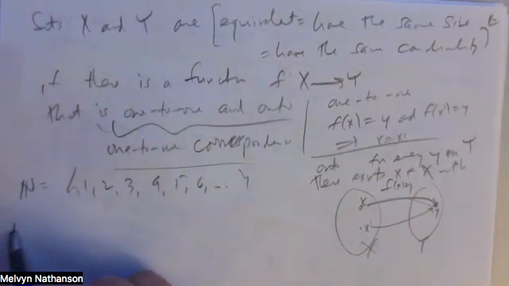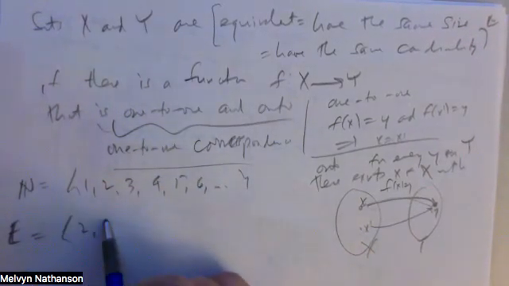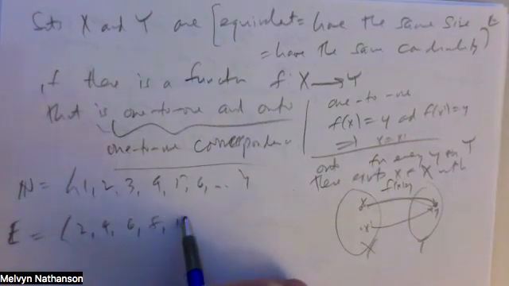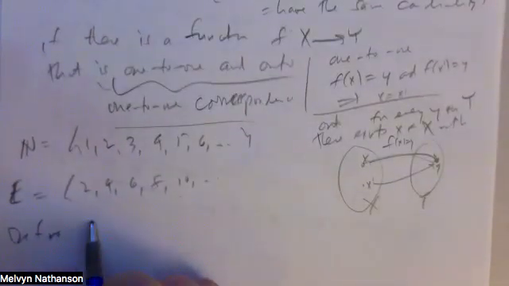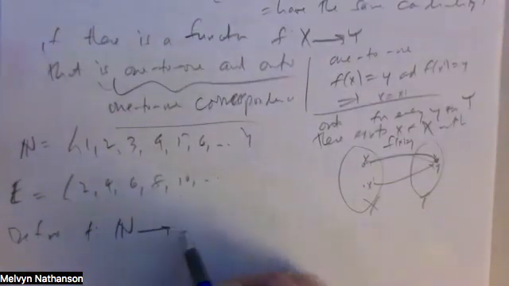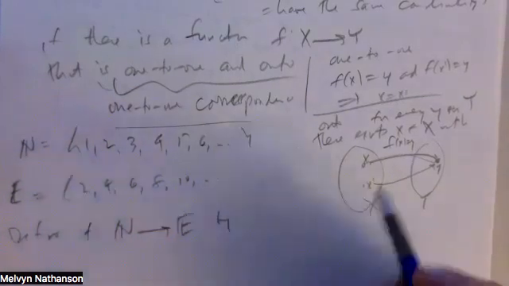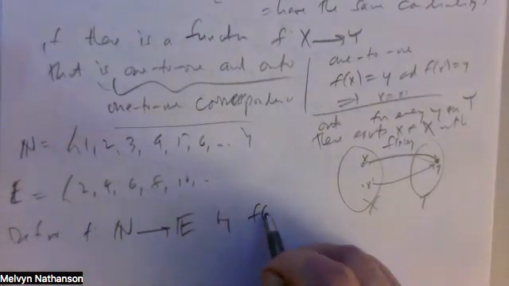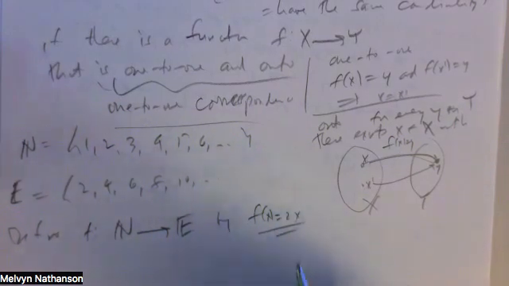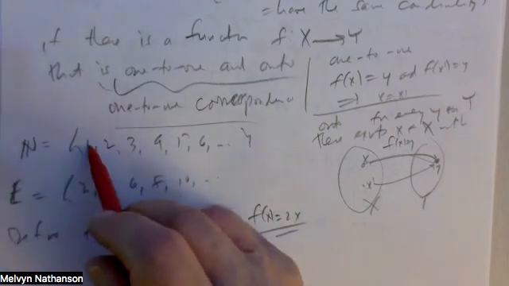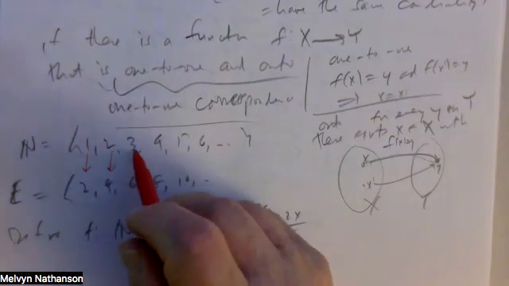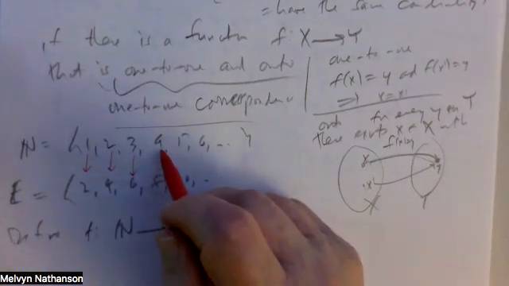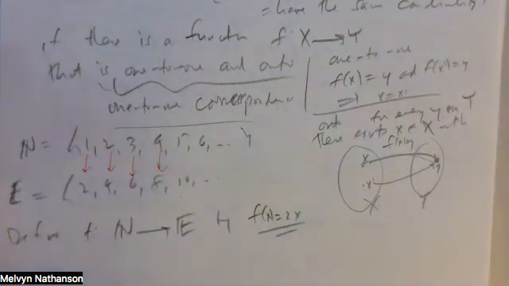Let me take the even integers. So define a function f from the positive integers to the even integers by a very simple definition: f of x is 2x. So by this definition, f of 1 is 2, f of 2 is 4, f of 3 is 6, f of 4 is 8, and so on.